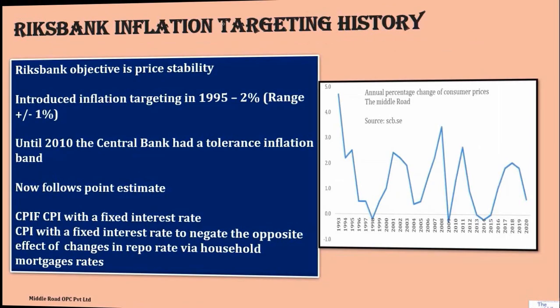Like I've talked about, this is a bit special about Riksbank, and I'll be covering this a bit more. Their base objective is price stability. Now the inflation targeting was introduced in 1995, and it was actually in a range which was changed, but it was only in 2010 that the central bank had a tolerance inflation band.